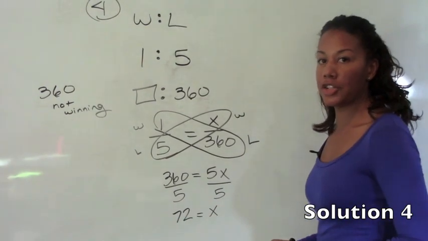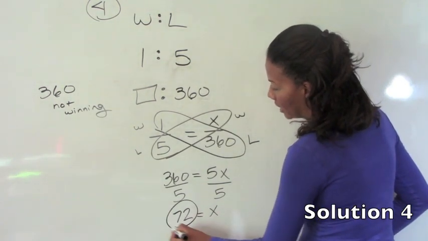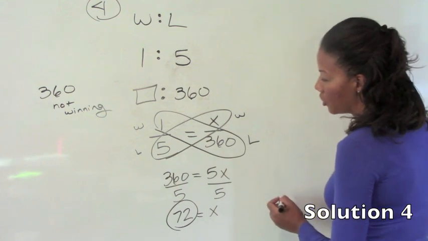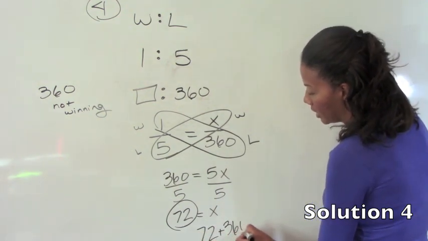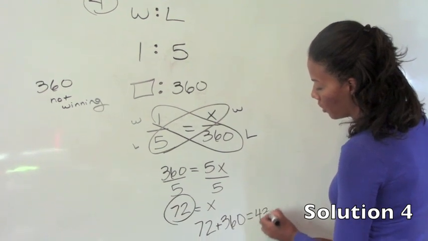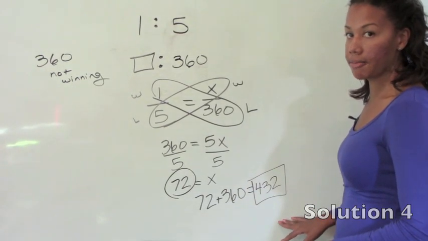Remember, the question asks you for the total number of tickets. So you take your winning tickets and add it to the 360, and you get 72 plus 360 gives you 432. So there are a total of 432 tickets.